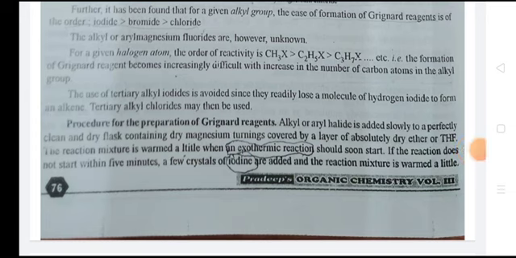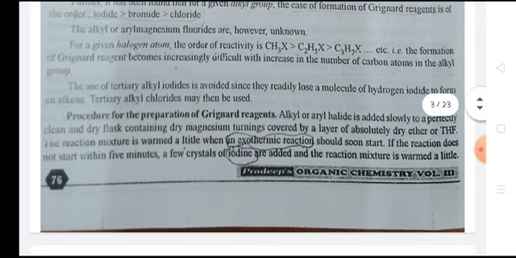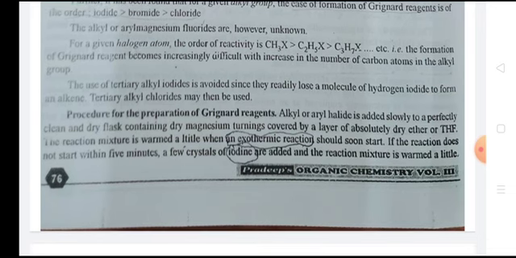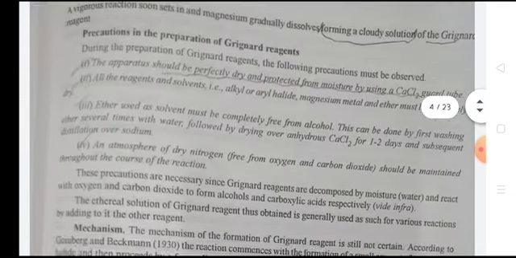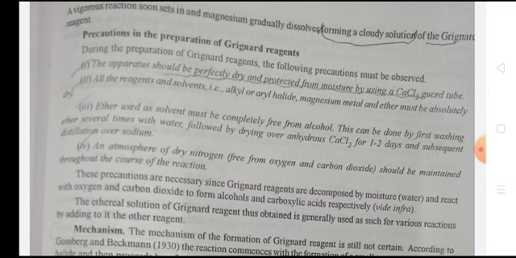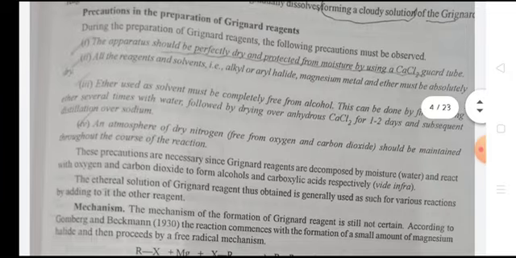Procedure for the preparation of Grignard reagents: the alkyl or aryl halide is added slowly to a perfectly clean and dry flask containing dry magnesium turnings covered by a layer of absolutely dry ether or THF. The reaction mixture is warmed a little, when an exothermic reaction should soon start. If the reaction does not start within 5 minutes, a few crystals of iodine are added and the reaction mixture is warmed a little. A vigorous reaction soon sets in and magnesium gradually dissolves, forming a cloudy solution of Grignard reagent. Precautions in the preparation of Grignard reagents.